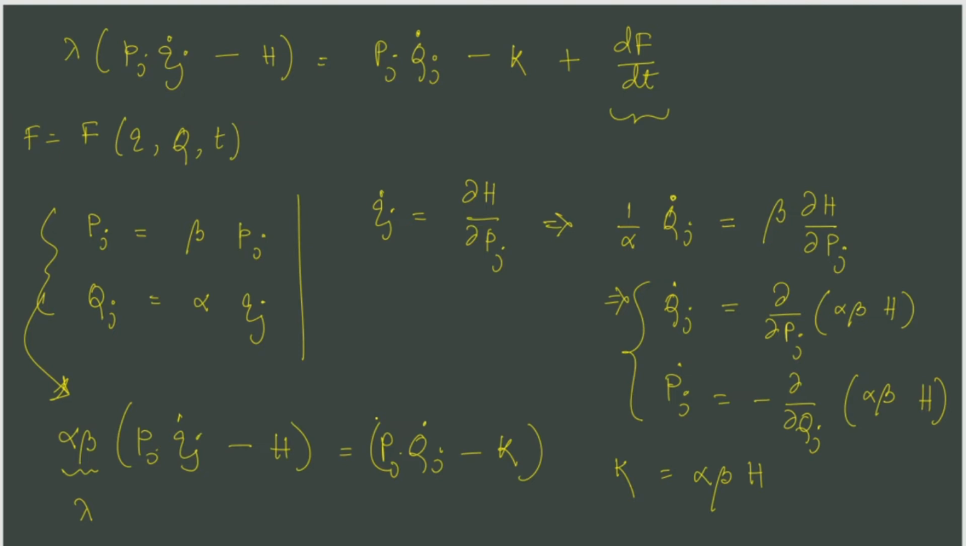Scale transformations are not difficult. It's simple. Now, these transformations in general for which this relation holds, we call them canonical transformations. If the lambda is not equal to 1, we call them extended canonical transformations.